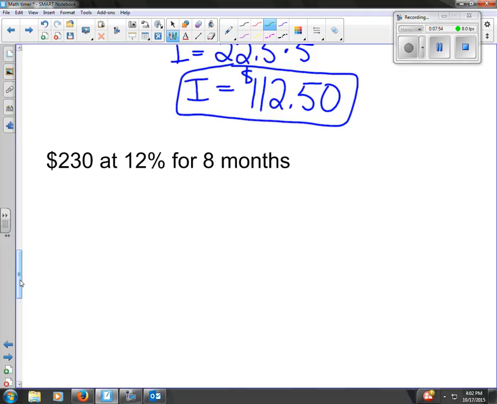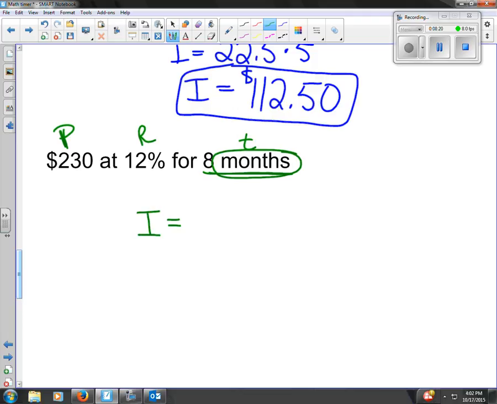So here's another one, $230 at 12% for 8 months. So $230, that's your principal, the 12% is your rate, your R, and 8 months is your time. But we have to be careful. Look, it's in months, so we have to fix that because time must be in years. Remember, time has to be in years, so be careful.